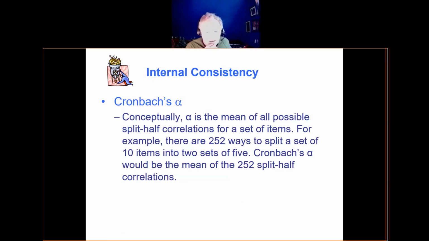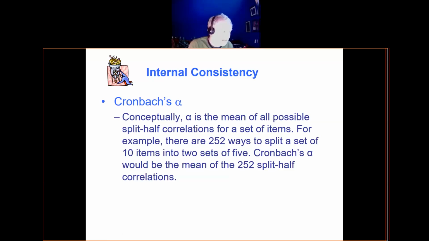Cronbach's alpha, what it does, it creates all possible split half correlations for a set of items. So if there were 250 ways to split a set of 10 items into two sets of 5, Cronbach's alpha will be the mean of the 250 split half correlations. So what Cronbach's alpha does, it says, okay, if your items score fairly consistently, and they don't have to be perfect, then Cronbach's alpha is a funky and math-intensive way of producing all possible combinations if you split the test in half.